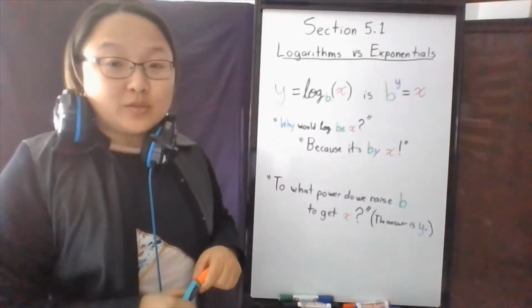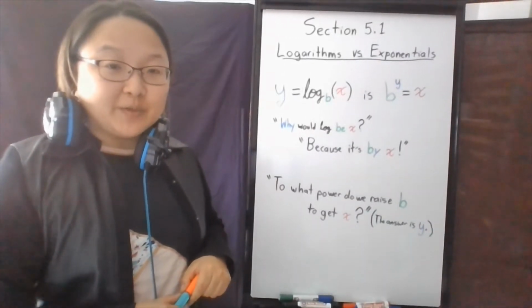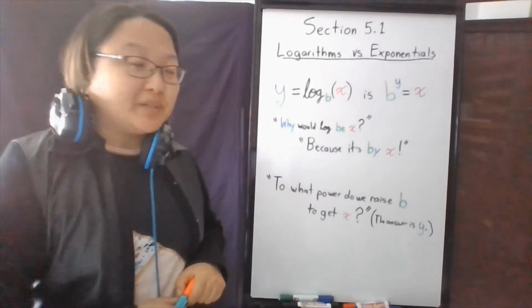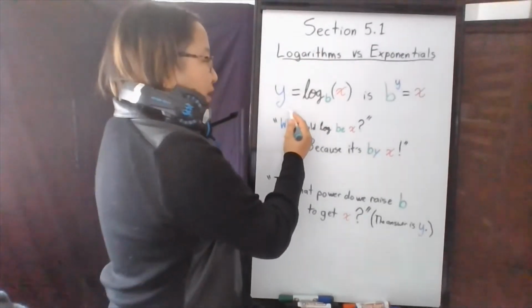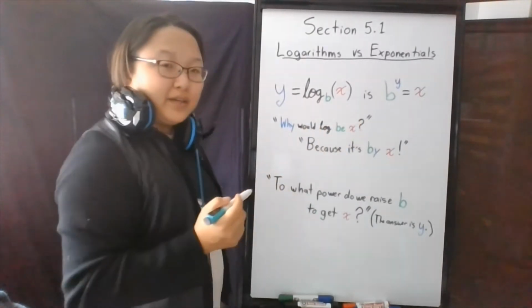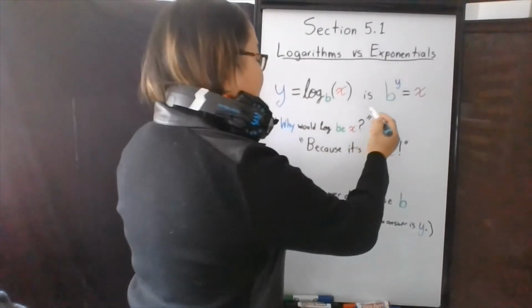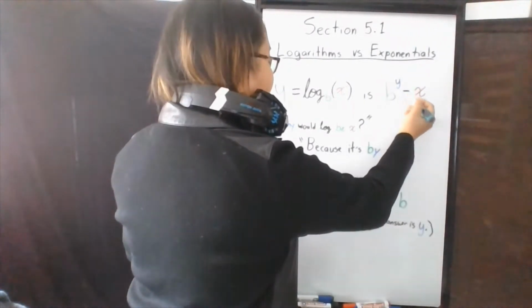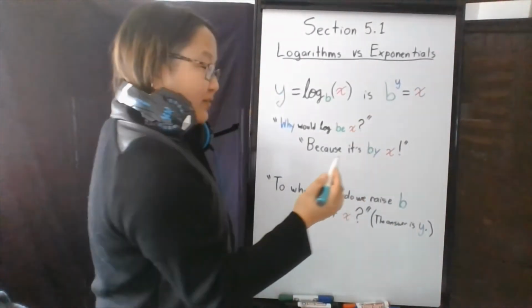Okay, so the way that you convert between logarithms and exponents, and also explaining really what logarithms are, is the formula y equals log b of x. And that is the same thing as b to the y power equals x. And you can convert them back and forth.